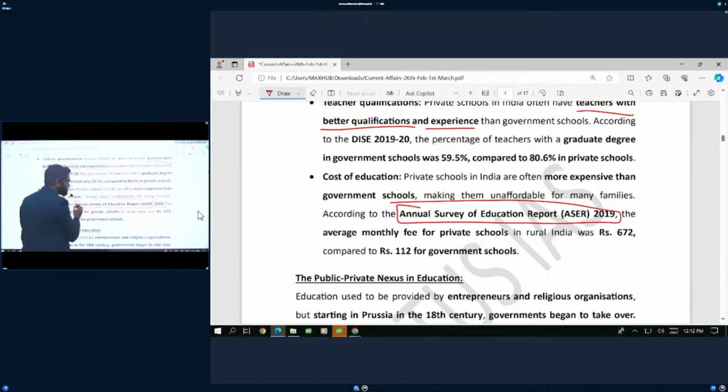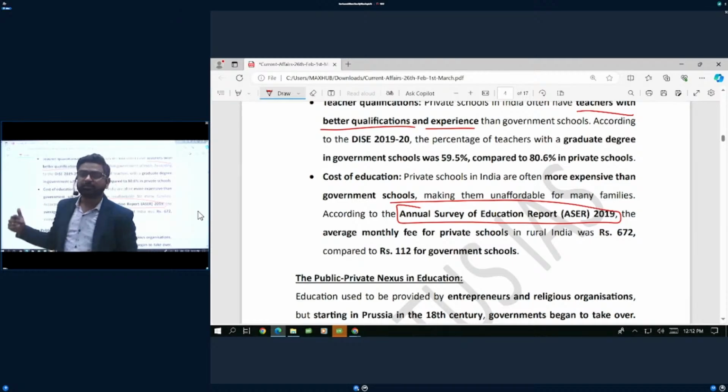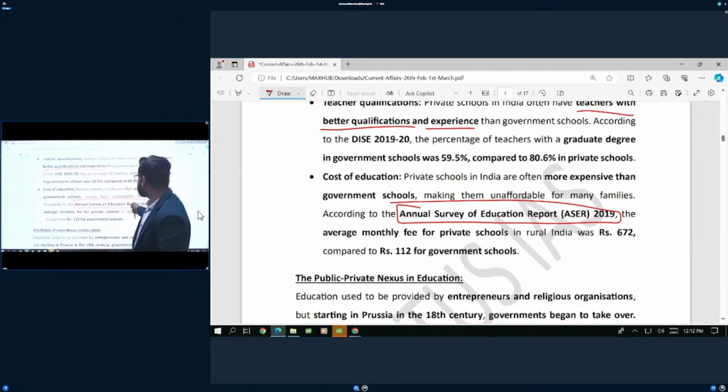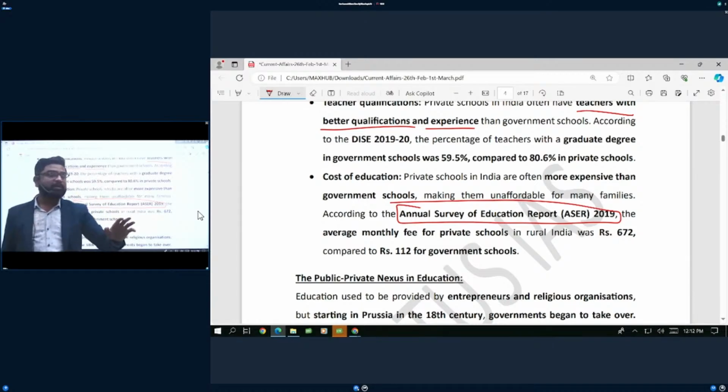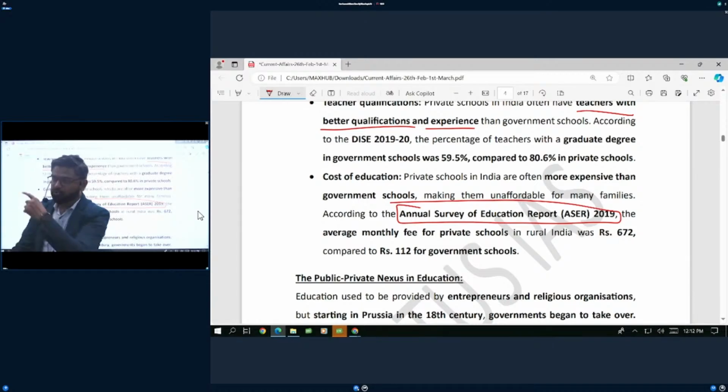Please remember this name forever. ASER report. It's very credible, it's an NGO. NGO Pratham, I believe, published this report known as Annual Survey of Education Report. It's a very credible report. Every government machinery in India uses this report. Please remember this name. कोई भी आंसर एजुकेशन में है, इसे पेल देना. ठीक है? Please remember this.